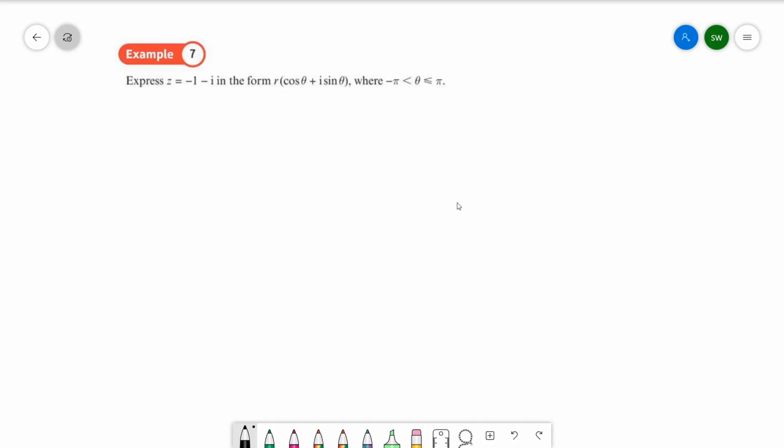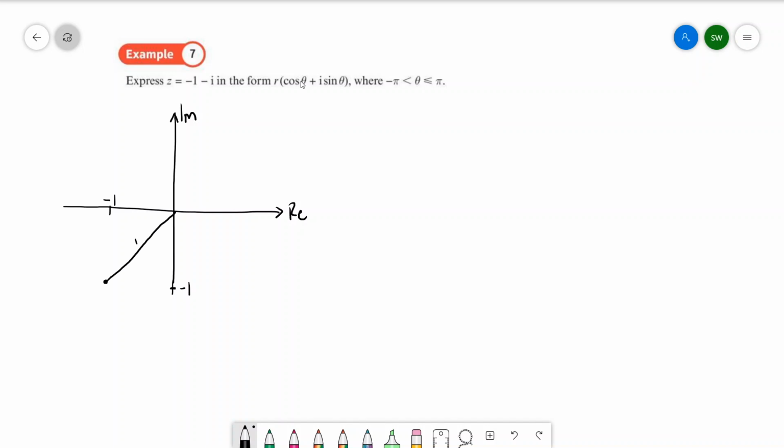We want to express this complex number in modulus argument form. So we need to find the modulus, r, and the argument, theta, in order to do that. The first thing that I would recommend doing is drawing a sketch of the Argand diagram and plotting your complex number. So we've got a real part of -1 and an imaginary part, the coefficient of i, which is -1. So we've got that coordinate in the Argand diagram.